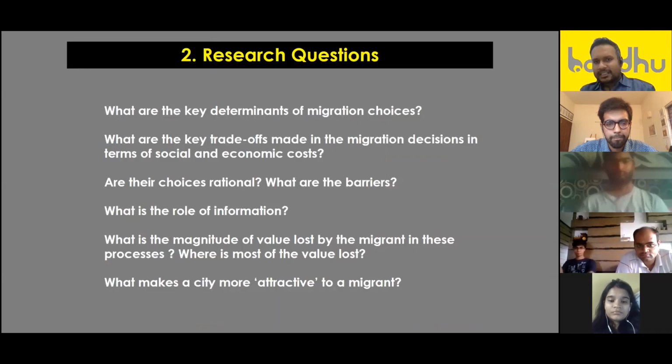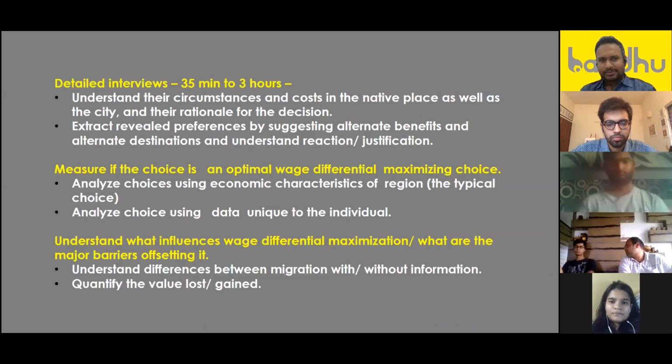So you say, okay, what are the key determinants of their migration choices? What are their trade-offs? Are their choices rational? What are the barriers? What information do they use to migrate? And when they do migrate, what is the value that they lose financially? And so what makes a city attractive to a migrant? So that's how I jumped in.